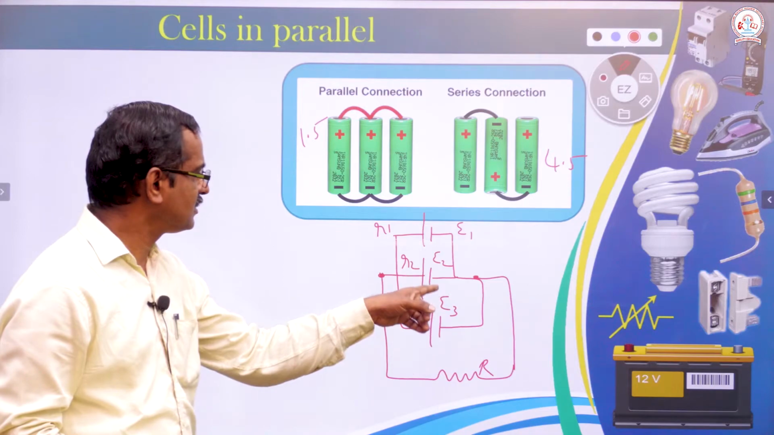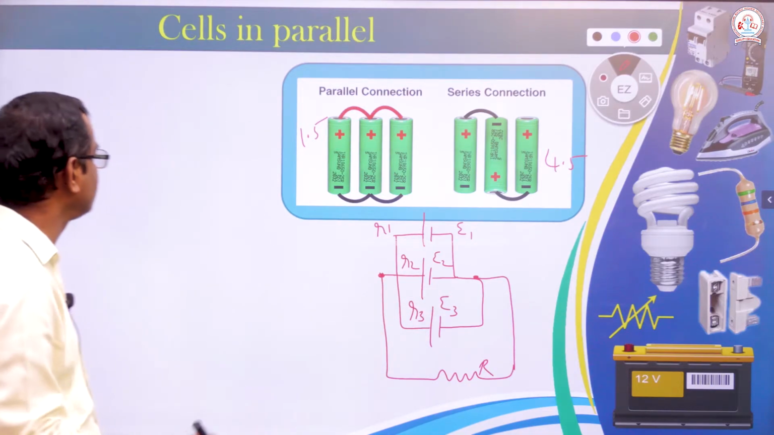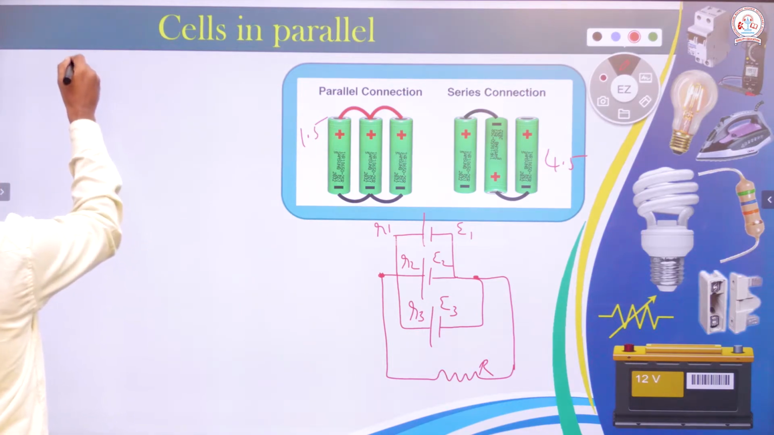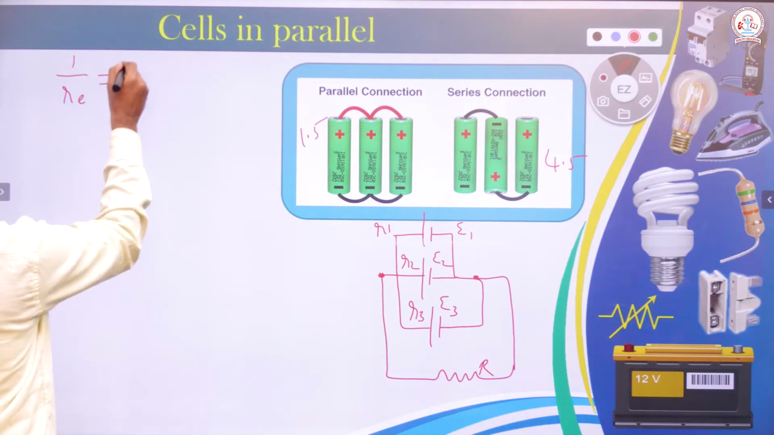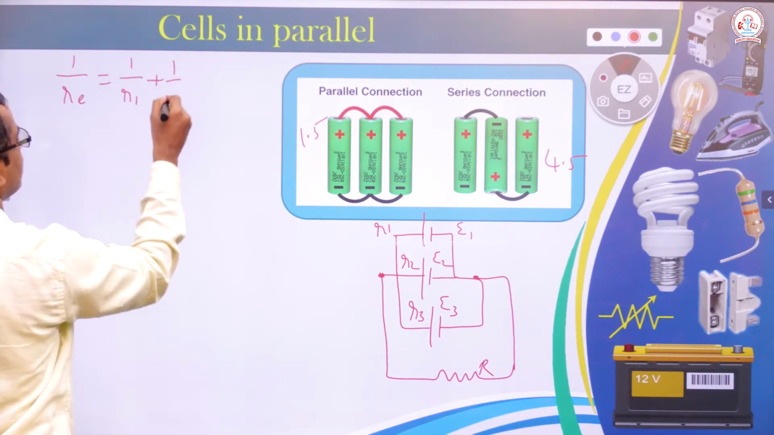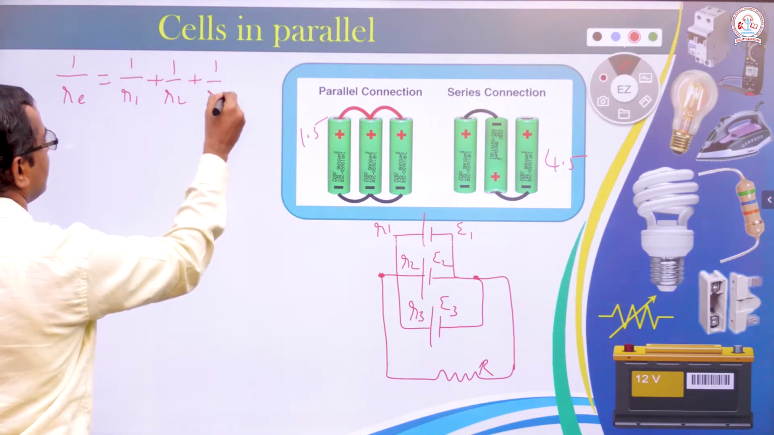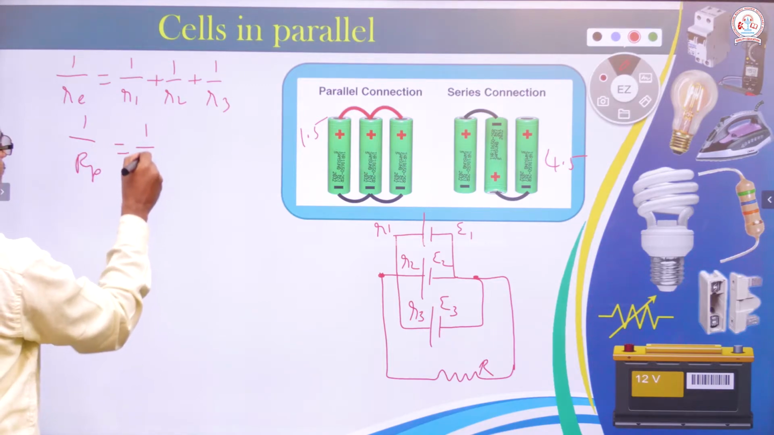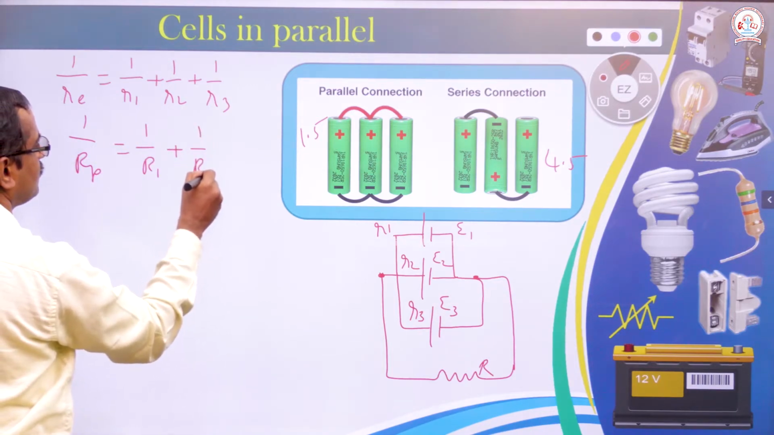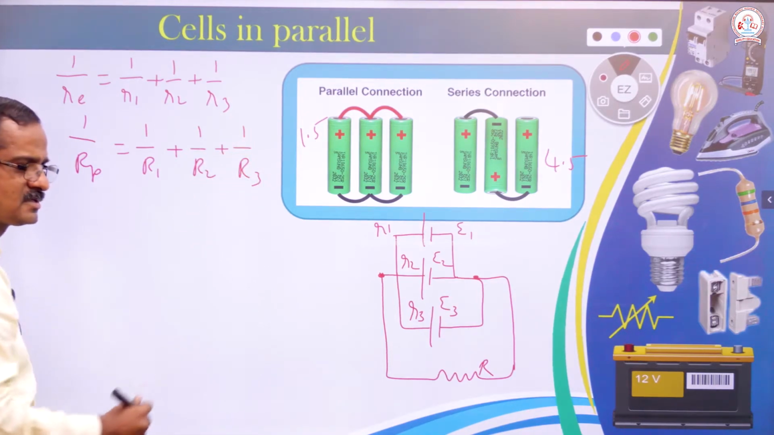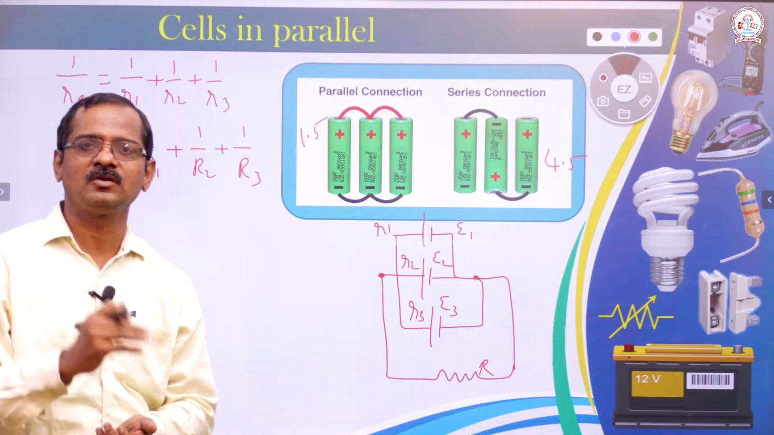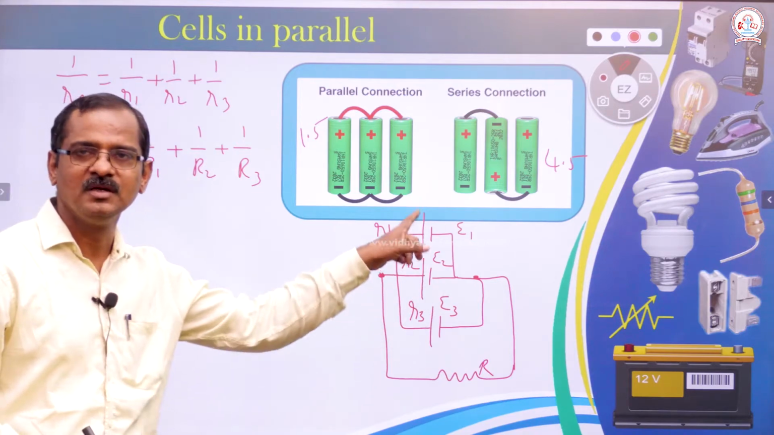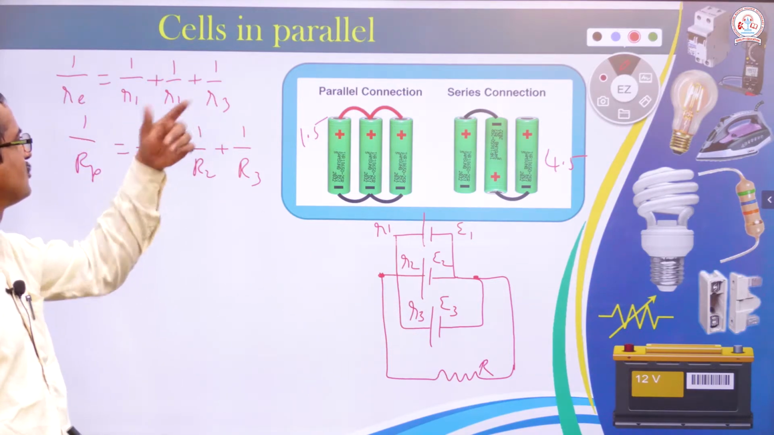Then imagine these are all in parallel, isn't it? Then applying the formula 1 by Rp equal to 1 by R1 plus 1 by R2 plus 1 by R3, we can write that 1 by R effective resistance equal to 1 by R1 plus 1 by R2 plus 1 by R3. This we get from the formula for the effective resistance of resistors connected in parallel, 1 by Rp equal to 1 by R1 plus 1 by R2 plus 1 by R3. So we can write 1 by R effective, in this case, equal to 1 by R1 plus 1 by R2 plus 1 by R3.